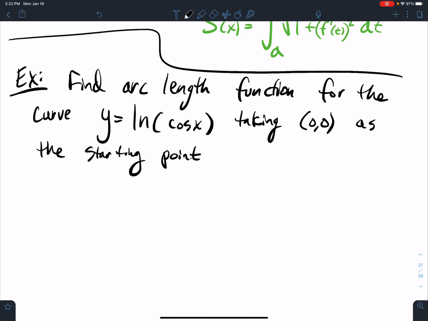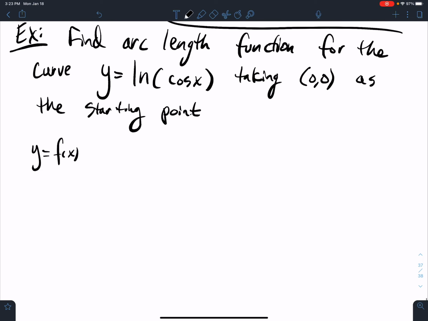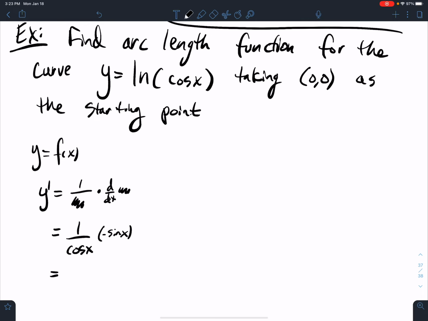First thing I notice is that y is a function of x, so I need to find y prime. The derivative of natural log of something is 1 over the something times the derivative of the something. So that's 1 over cosine x times the derivative of cosine, which is negative sine. This gets me negative sine x over cosine x, which is negative tangent x.